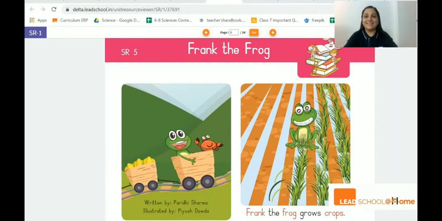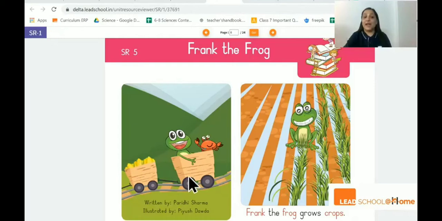Students, let's read a new story today. Are you excited to read this new story with me? Let's guess. What's this story about? Do you know what this is? Yes, this is a frog. And this frog's name is Frank. So this story is about Frank the Frog. So the title of the story is Frank the Frog. What is the title of the story?